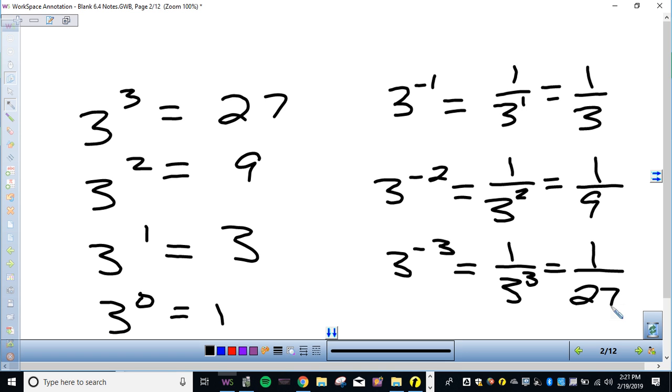So anything to the 0 power is 1, proves that. And then the negative exponents, if it's negative in the numerator, they move to the denominator and become positive. Really important for you to realize.